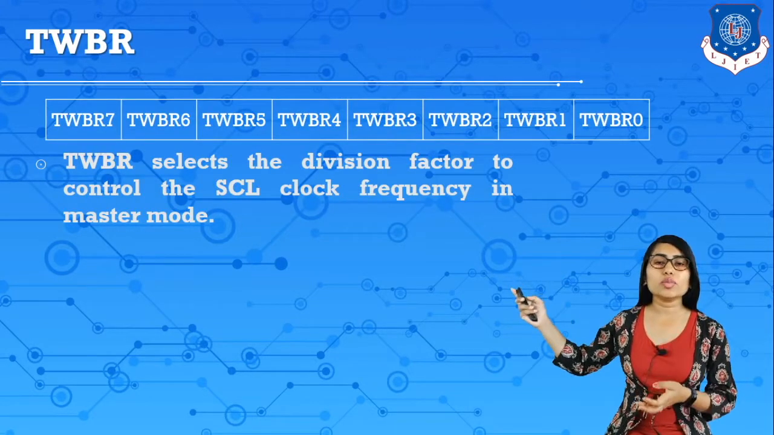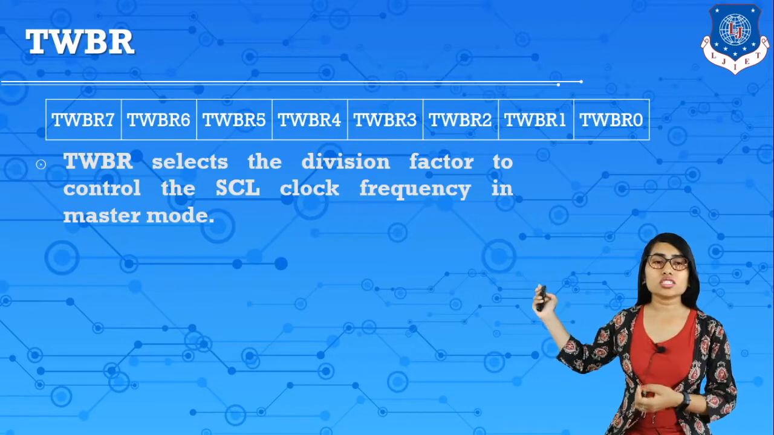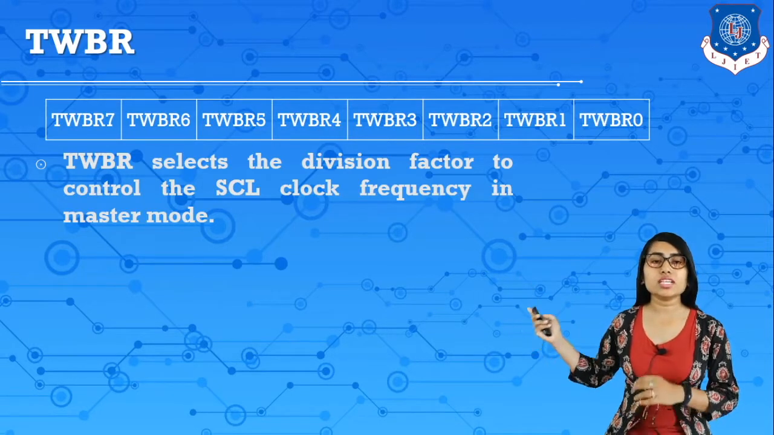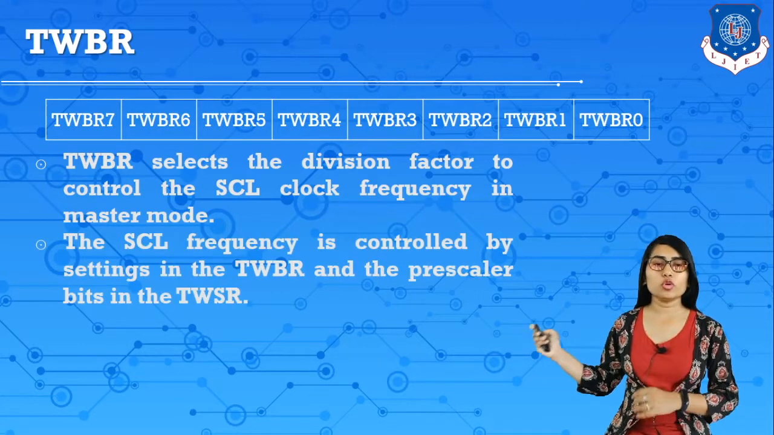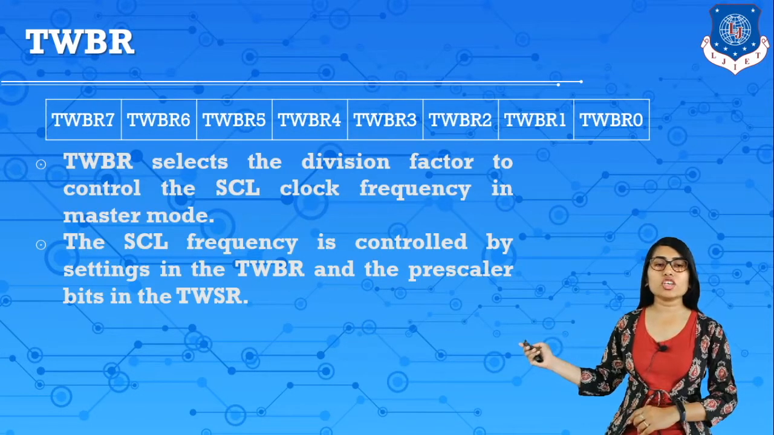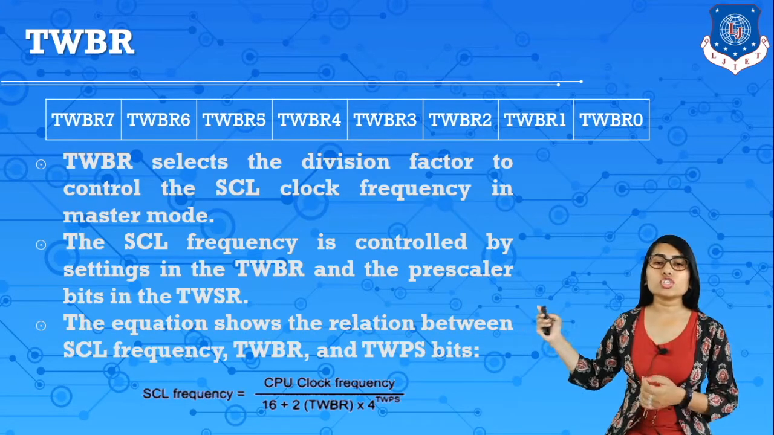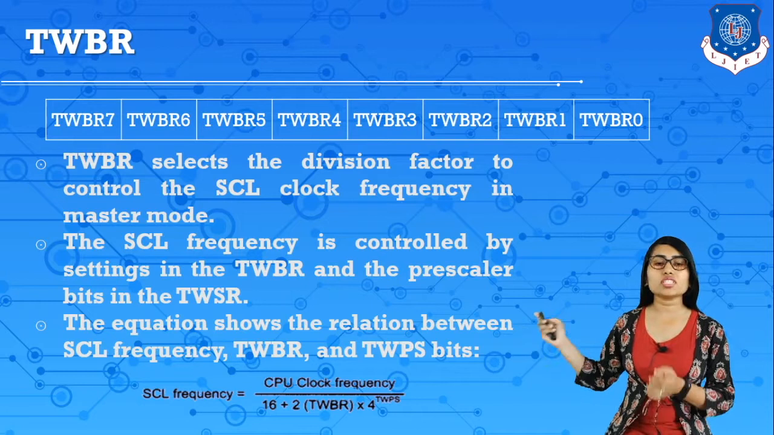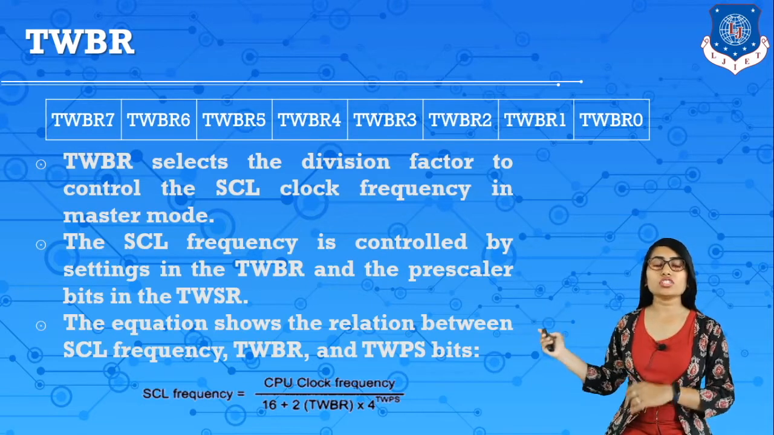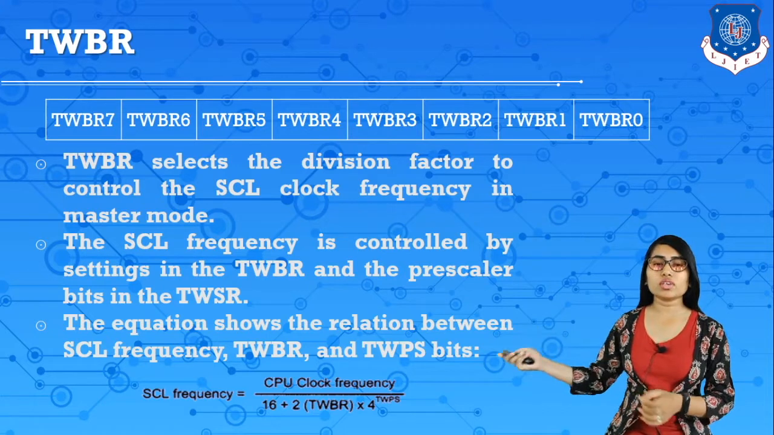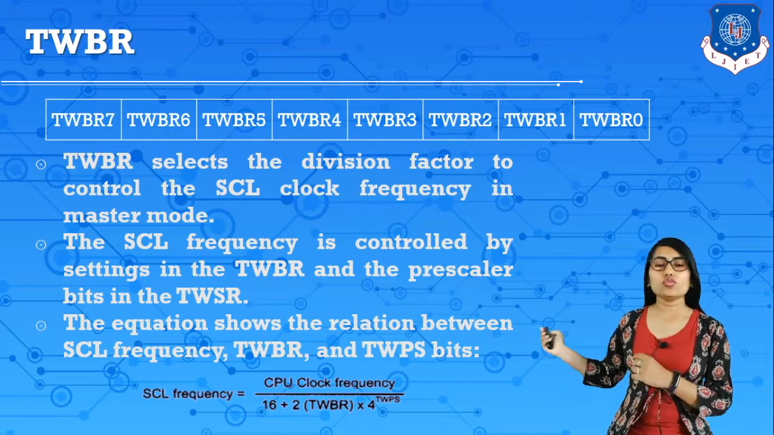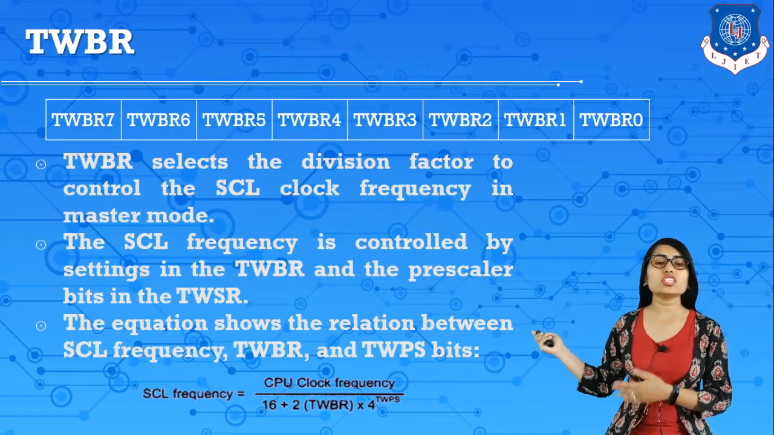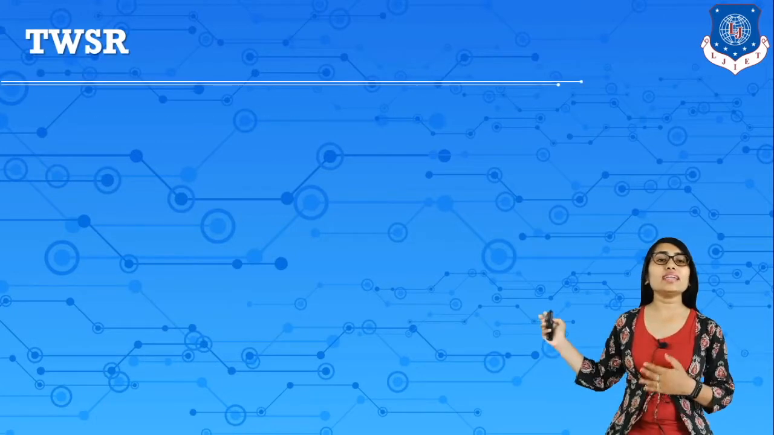In the TWBR register there are a total of 8 bits. This TWBR selects the division factor to control the SCL clock frequency in master mode. The SCL frequency is controlled by the setting in the TWBR and the prescaler bits in the TWSR. The equation shows the relationship between SCL frequency, TWBR and TWPS bits. SCL frequency is CPU clock frequency divided by 16 plus 2 times TWBR times 4 raised to TWPS. So using this, SCL frequency can be calculated.